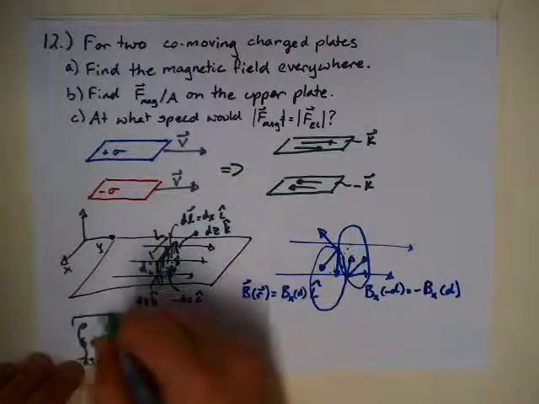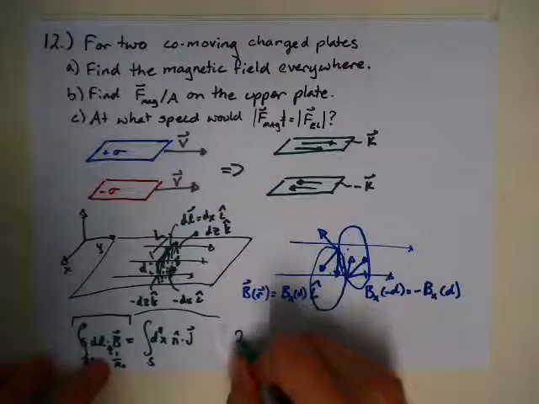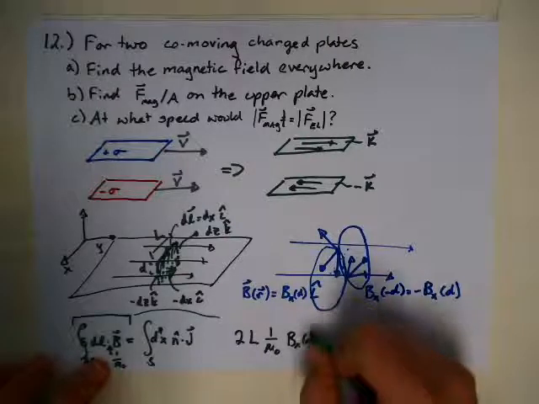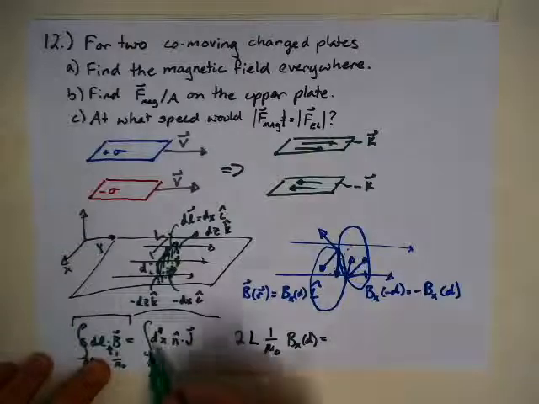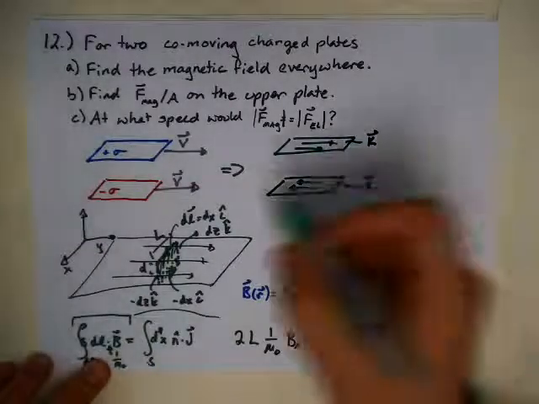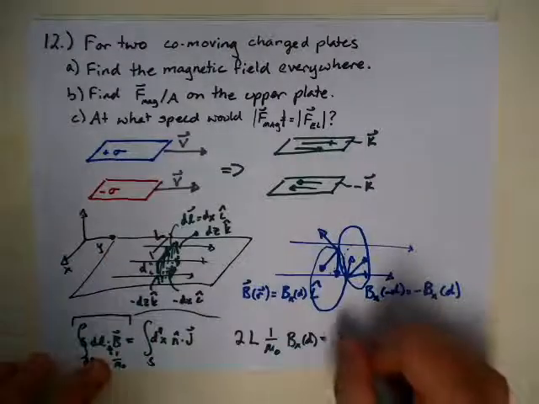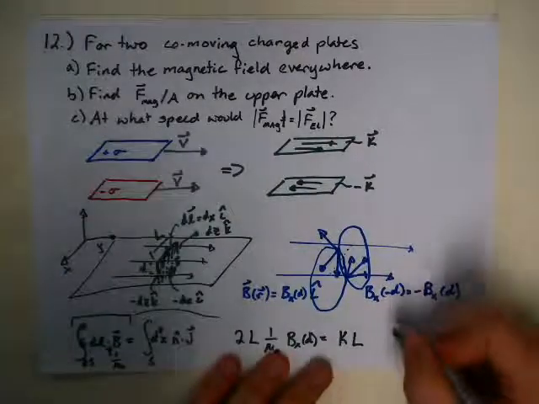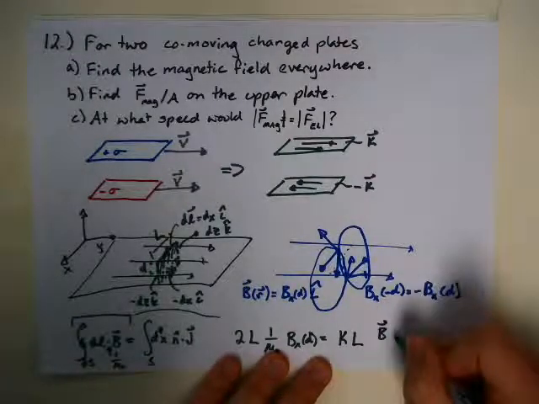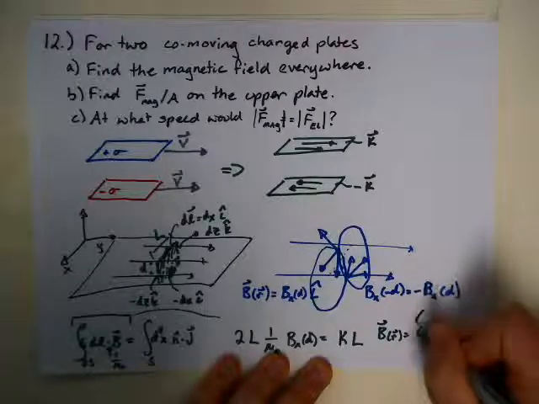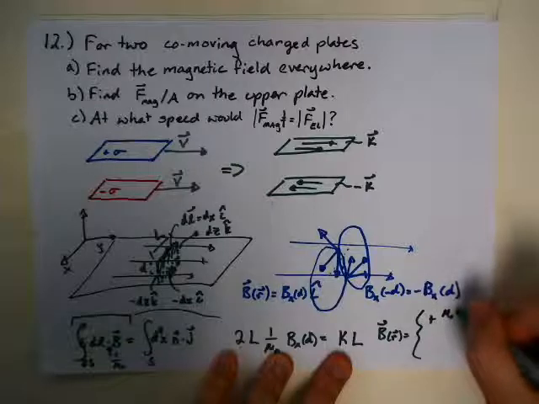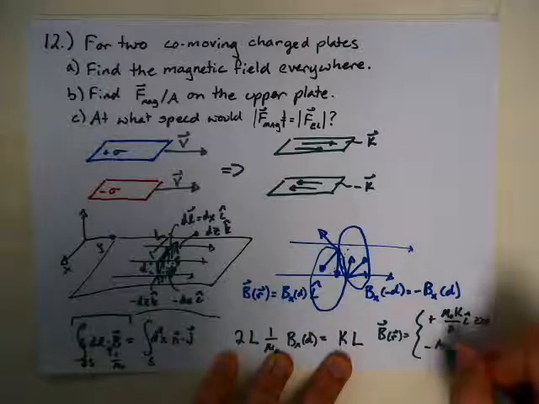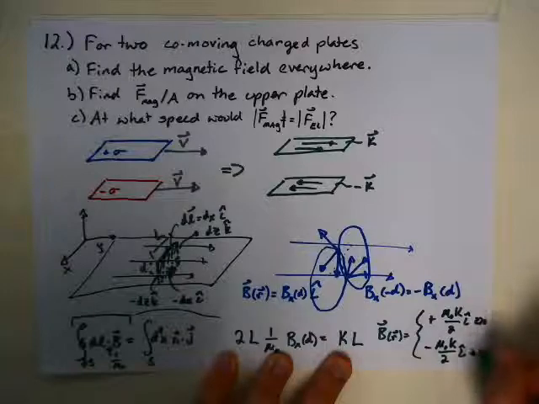The left-hand side is going to give me 2 times capital L, 1 over mu naught, times B sub x of d, which should be equal to the total current that goes through, which is just our surface current K times the length L. So collecting everything, the vector B, as a function of position, is going to be equal to plus mu naught K over 2 I hat for z greater than 0, and minus mu naught K over 2 I hat for z less than 0.